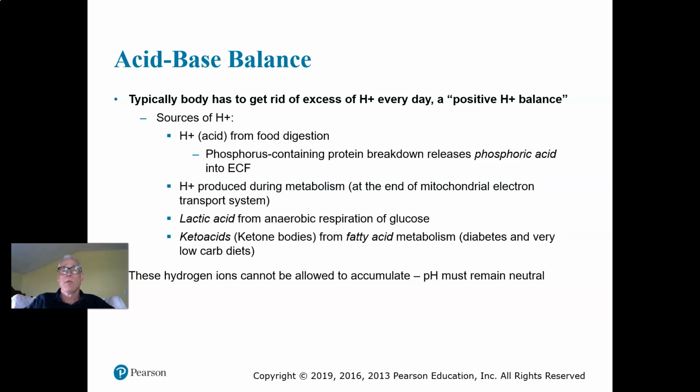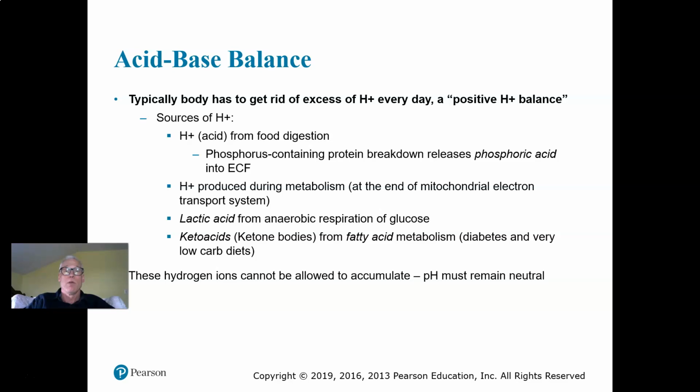Typically, there's an excess production or accumulation of hydrogen ions in the body each day. Those hydrogen ions are coming from digestion of foods, certain foods, especially phosphorylated proteins. Other digestive processes lead to hydrogen ion release. Hydrogen ions are produced during metabolism. In the process of the mitochondrial electron transport system, we have hydrogen ions being produced. Lactic acid.